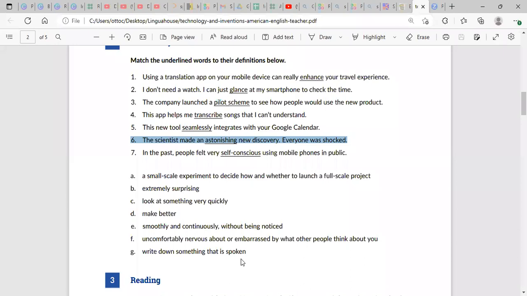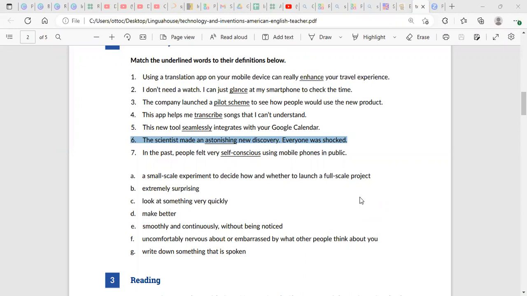Oh, I have a hand. Let me see here. Yes, Jonathan, let's go. The scientists made an astonishing new discovery. Everyone was shocked. I don't know if the pronunciation is correct for this word, astonishing. Oh, it's astonishing, okay? Astonishing is the right pronunciation, good. Astonishing. Very good. I think it is letter B, extremely surprising. Yeah, extremely surprising. Very good.